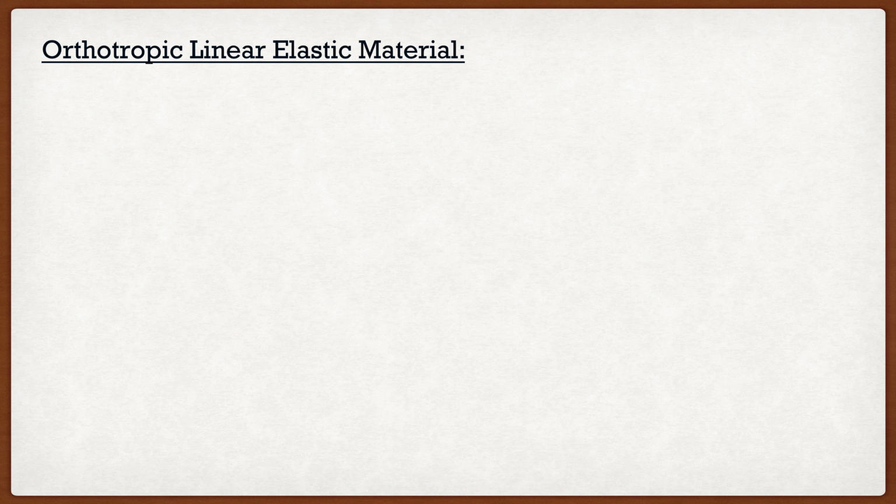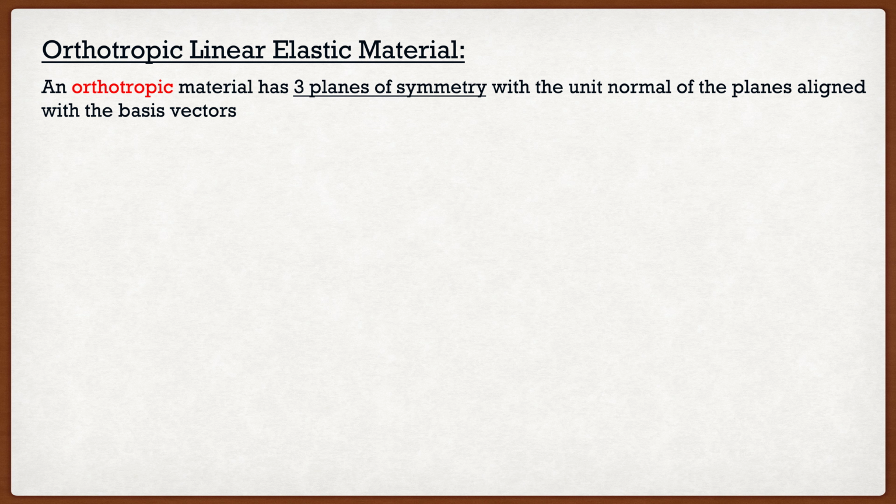So the first one, which I said is the most complex, is an orthotropic linear elastic material. Now, an orthotropic material has 3 planes of symmetry with unit normal of the planes aligned with the basis vectors. What does this mean? Well, it basically means that the behavior of this material is different in each of the 3 basis directions. For instance, if I were to take my material and stretch it along E1, that would be a different response than if I were to stretch it along E2, and that would be a different response than if I were to stretch it along E3.